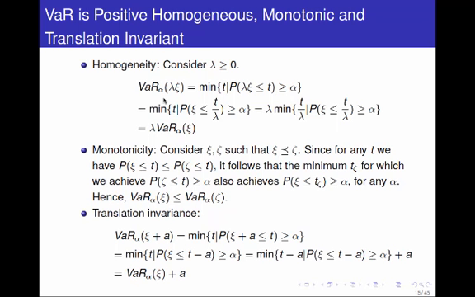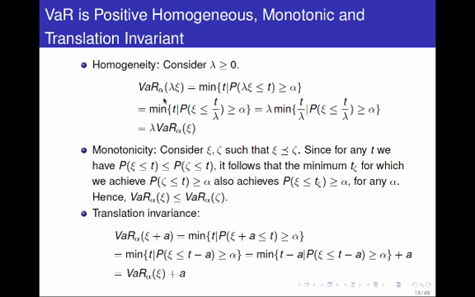But this number is just the VAR of xi, because I can just replace the t over lambda by, t over lambda is a variable. So it's exactly the same if I had t over lambda or some other variable t prime, and this is exactly the VAR at level alpha. So that proves homogeneity.